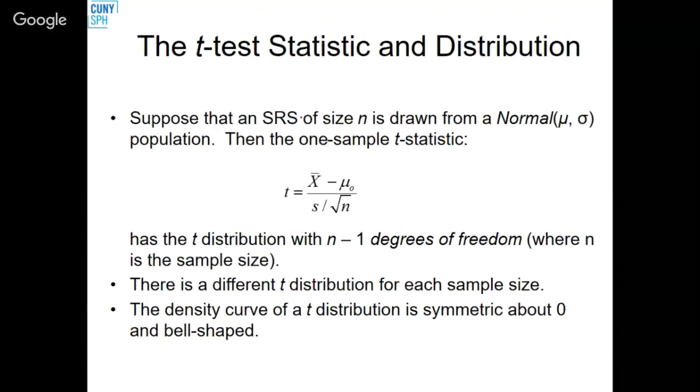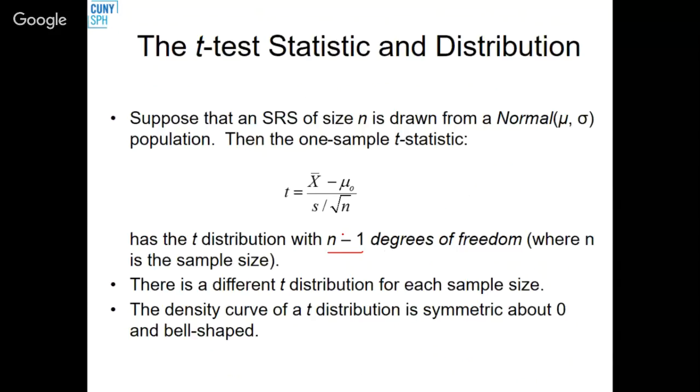So suppose we draw a statistically random sample of size n from a normal distribution with mean mu and standard deviation sigma. And then from that sample, we calculate this t statistic: the mean of the sample minus a hypothesized mean under the null distribution, divided by the standard error as estimated from the sample. Then this t statistic follows a t distribution with n minus 1 degrees of freedom, where n is the sample size.